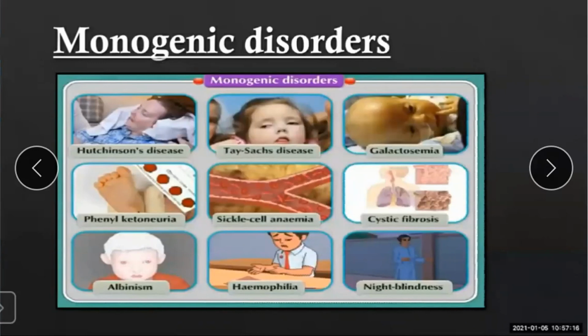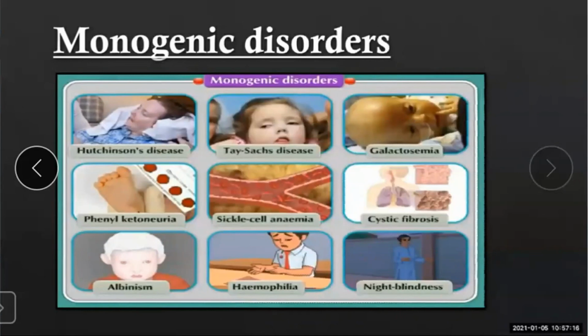Due to these abnormal genes, their products are produced in insufficient quantity or not at all, and this causes abnormal metabolism that may lead to death at a tender age. Examples of such disorders are Hutchinson's disease, Tay-Sachs disease, galactosemia, phenylketonuria, sickle cell anemia, cystic fibrosis, albinism, hemophilia, and night blindness. These are examples of monogenic disorders.